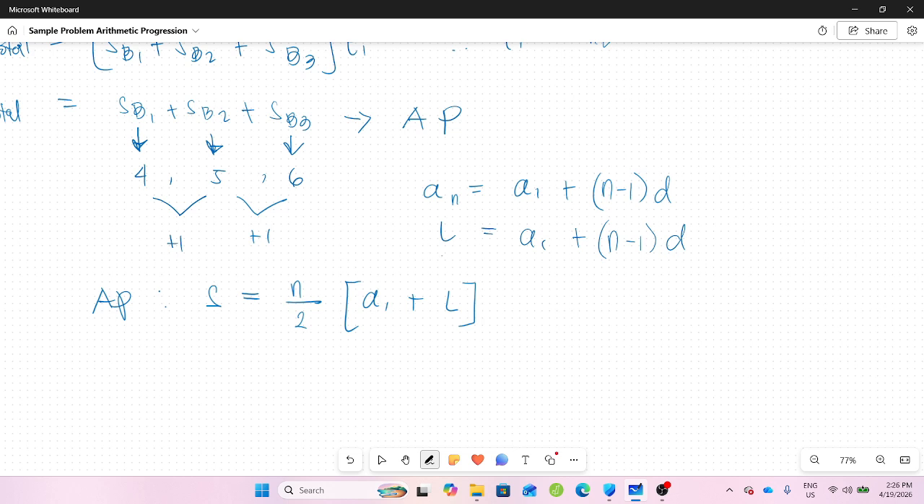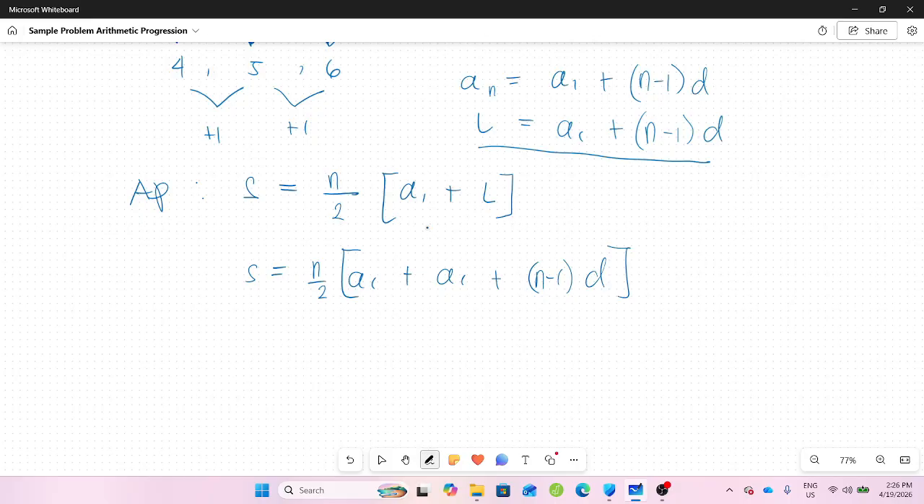We could substitute this equation to here, so we get n over 2 times a1 plus a1 plus n minus 1 times d. Okay, we're going to simplify this further. So this leads to n over 2 times 2a1 plus n minus 1 times d.